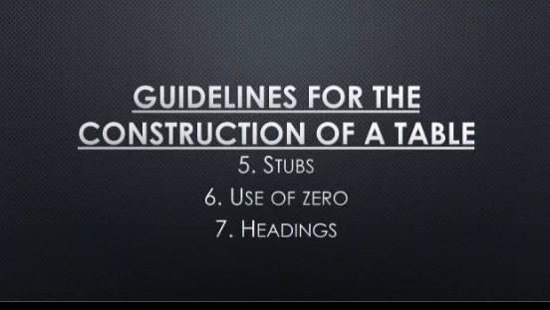It should not be used to indicate the non-availability of data. For example, if you don't have data available for a particular year, then you will not mention zero there. Either you will put a slash sign or a minus sign there, or you will write NA, but you will not write zero if the data is not available for a particular year or a particular unit.